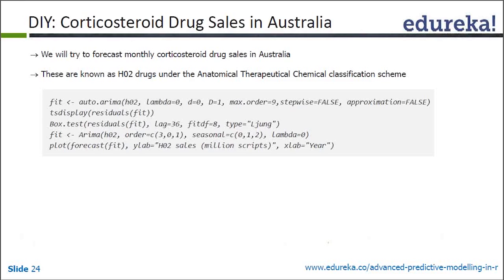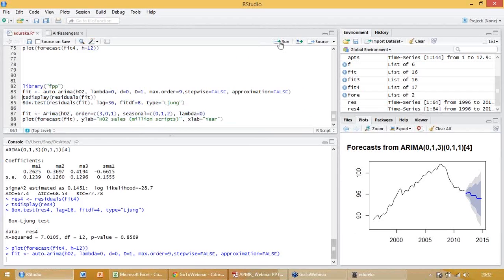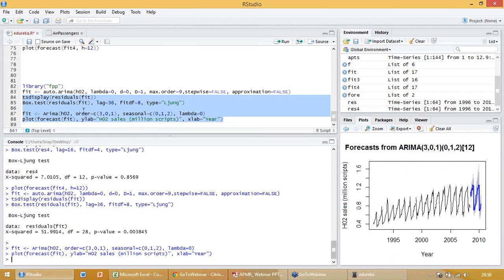So this was the entire thing. I have one more data set, on medicine, which is basically Australian drug sales. I wanted you to do it yourself. It's very simple, but it takes plenty of time because it's a heavy data set. So what I did is I took an auto ARIMA model for the data set, wherein I told it, no approximation, predict me the output.